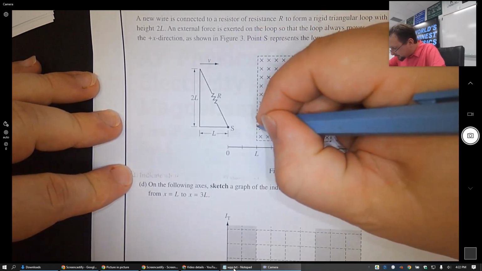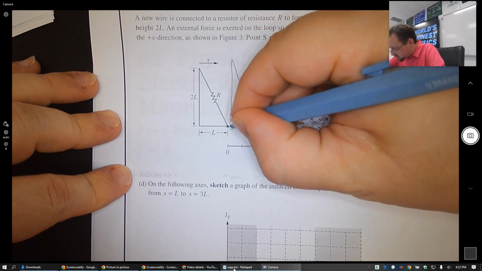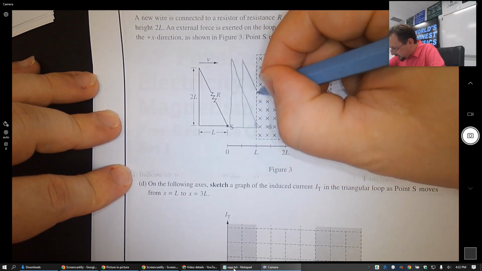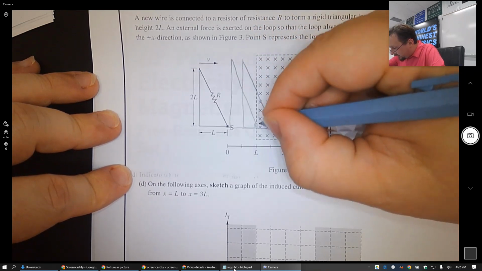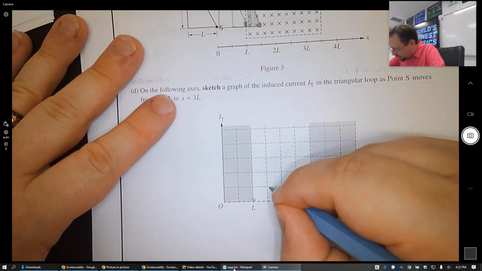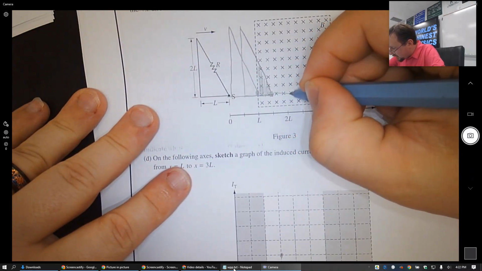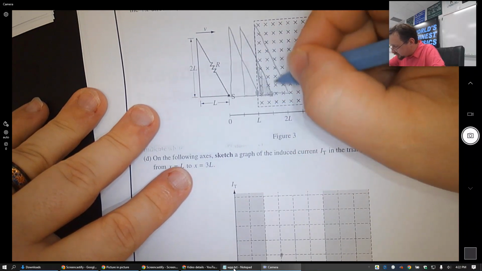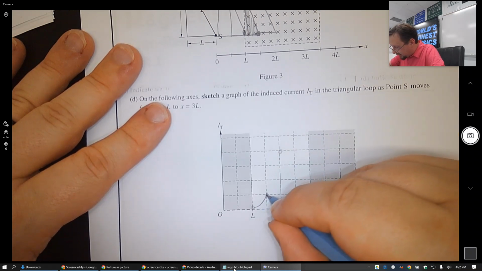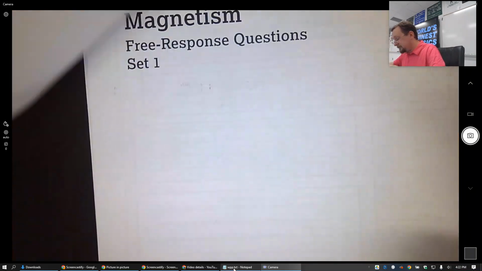Okay, so here's S. Here's the rest of the triangle. Now here, when S is here, here's going to be the rest of the triangle, and the area is going to be only 1/4. And then when you reach 2L, it's going to be the full triangle. So that's going to be 4 of these: 1, 2, 3. So it's going to be kind of like a parabola, and it's going to flatten out because there's going to be nothing more taken in.